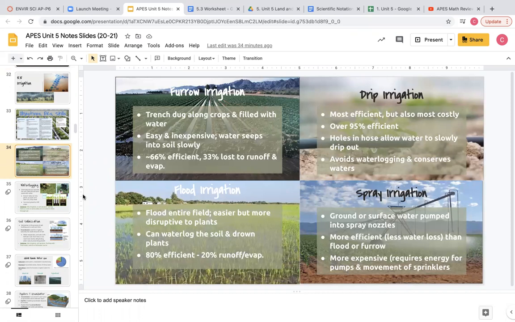You have furrow, which is like long ditches that fill with water. Drip irrigation, which is very efficient but expensive. It has the little holes in the hose to allow water to drip out. Farmers can turn it on and off when they need to. Flood irrigation is flooding the entire field, but it can be really bad for plants because it can waterlog them. And then spray irrigation. Remember, this is what we said. You see a lot of them on I-49. This is when the groundwater is pumped into these big spray nozzles, and it's pretty efficient but expensive.